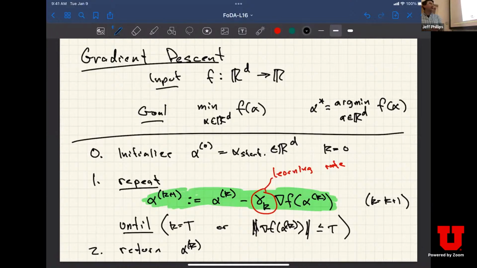Okay. Right, so it's a pretty simple algorithm. I'm making a guess on the state. I'm taking the gradient that tells me the direction of largest increase.